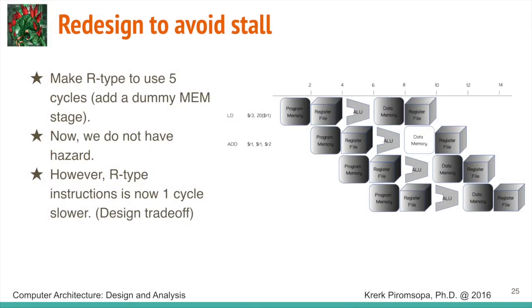Then some people propose, what if we add a dummy stage to the instruction, with full cycles, to the R-type? Like this one, we add a dummy which basically does nothing. But with this, we have just solved the structural hazard because now we push the requirement for register write back one cycle. Again, this is a design trade-off. You would have to make the instruction one cycle slower. But overall, it might be better because now we don't have a structural hazard.